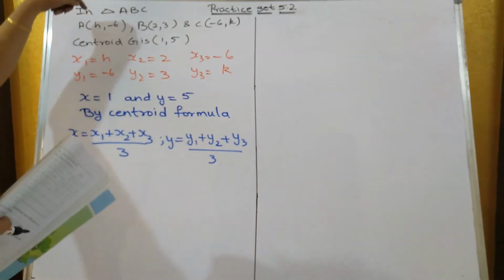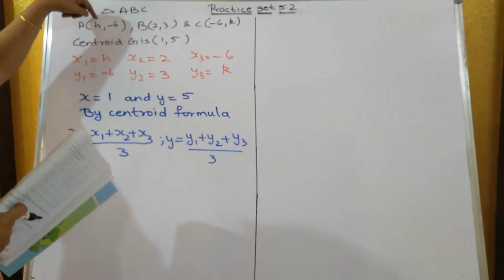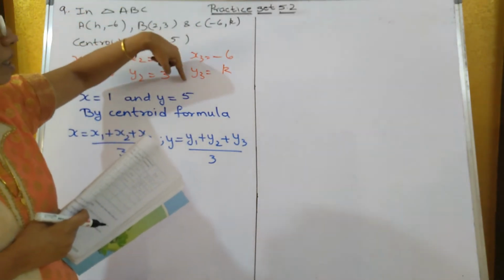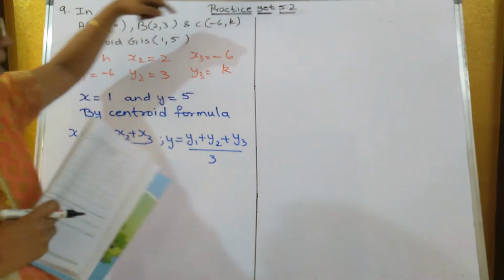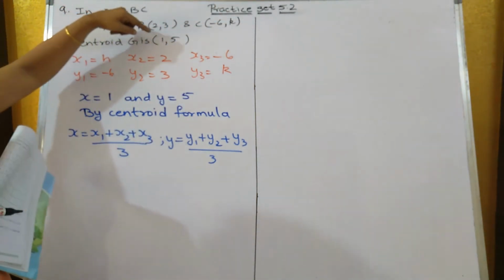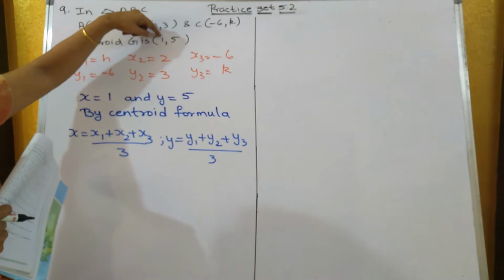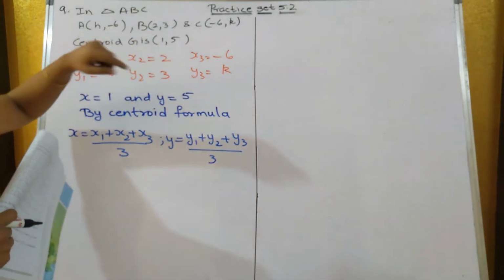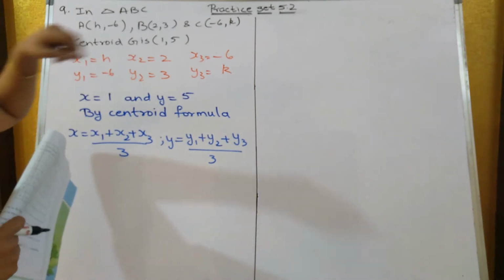So x1 and y1 is what? h and -6. x2 and y2 is what? 2 and 3. And x3 and y3 is what? -6 and k. And x is equal to what? That is of the centroid. x is equal to 1 and y is equal to 5. So x and y are the centroid, and the rest are x1, y1, x2, y2, x3, y3.